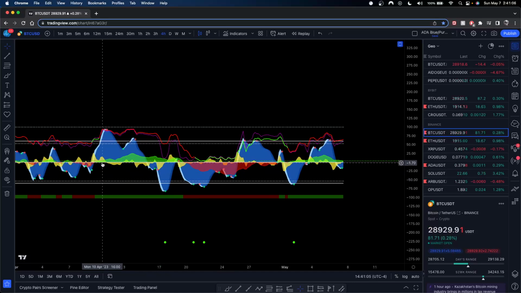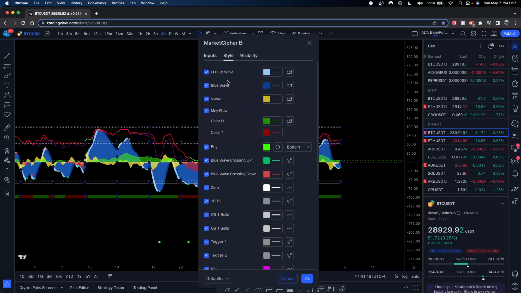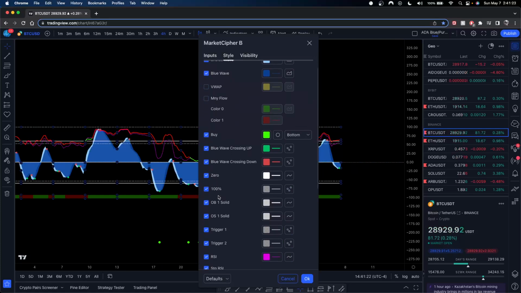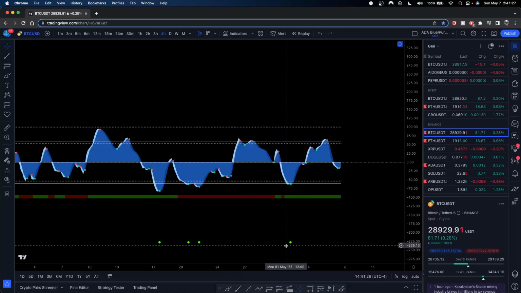Okay, we have our money flow, which is this green wave over here, and the red wave, and we have our RSI. For now, I'm going to hide everything because I want to make it very simple so we can talk about one thing at a time. Okay, so for now, I'm going to hide the VWAP, I'm going to hide the money flow, I'm going to hide the RSIs. Okay, we're going to keep it very simple.